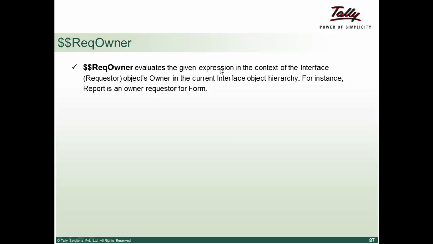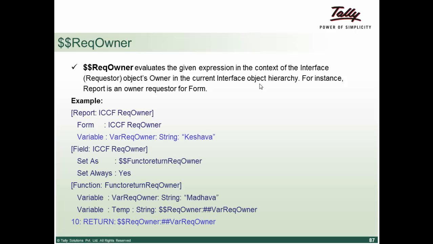REQ owner evaluates the given expression in the context of interface object's owner in the current interface object hierarchy. So as per the interface hierarchy, we will have say menu. Menu is having a report, form, part, line and field. This is the hierarchy of the interface. So for instance, line is an owner of field, report is an owner of form. So if any object needs to get evaluated based on the requested owner as per the interface hierarchy, this function can be used.